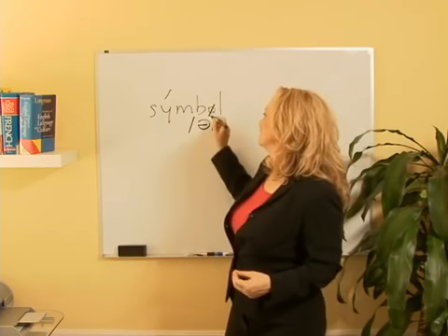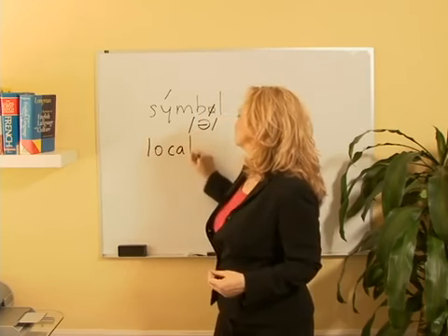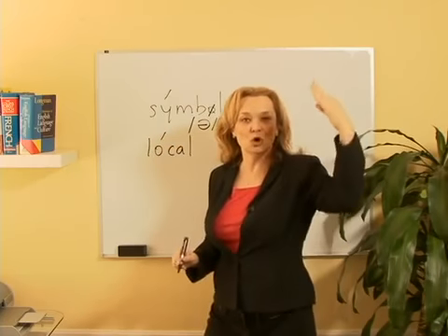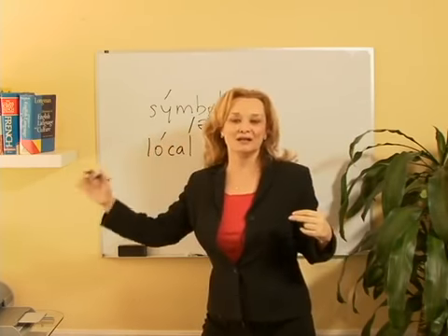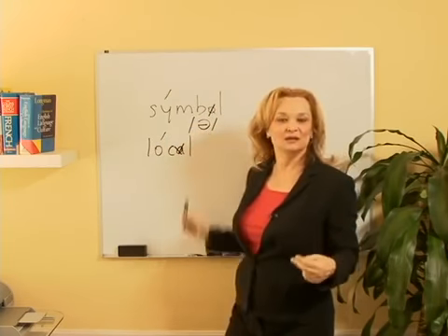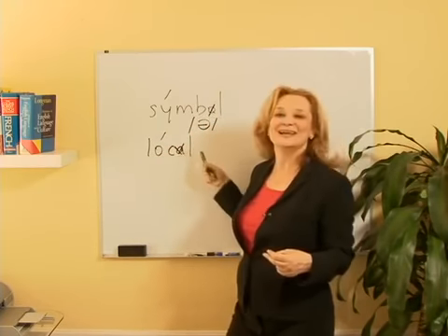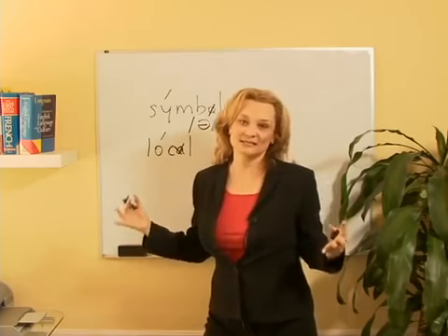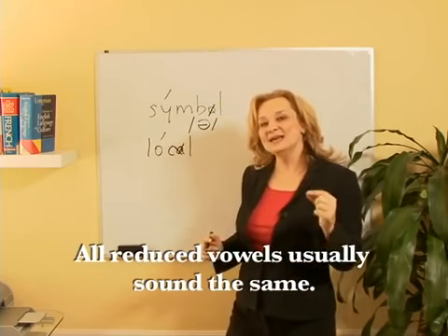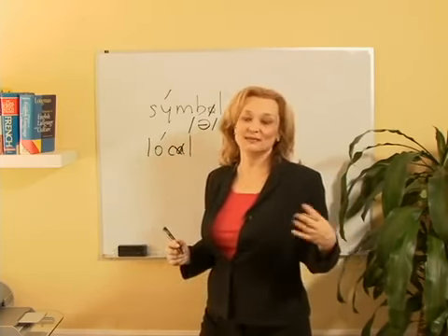Let's look at another ending with O. For example, we stress the first syllable here, local, but we don't say local or locale. We reduce the second syllable and it becomes the uh, local, local. So you see OL and AL sound exactly the same because they're both reduced syllables. So any vowel can sound like uh when it's part of the reduced syllable.